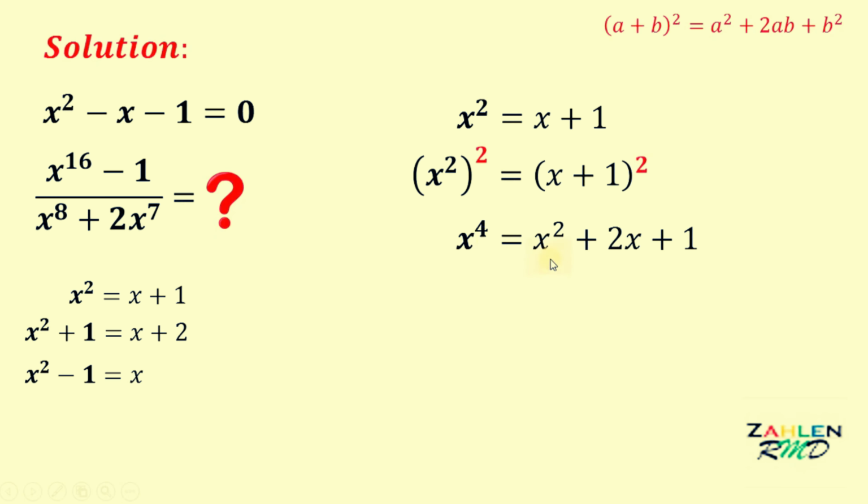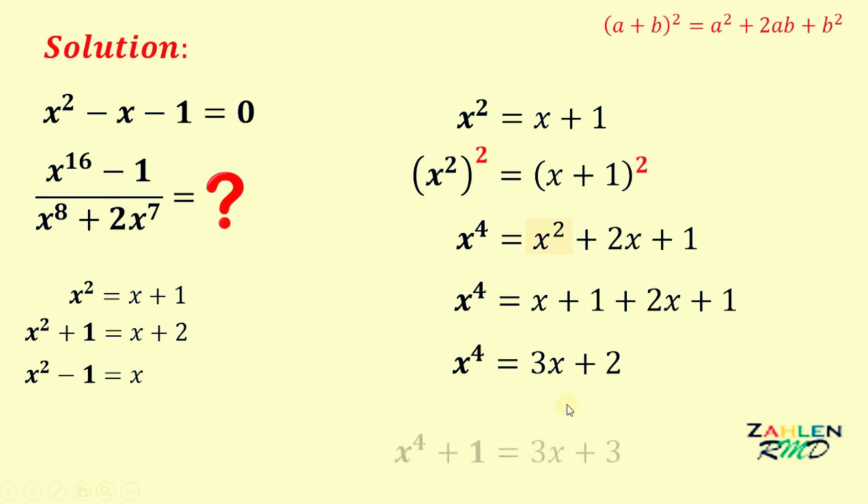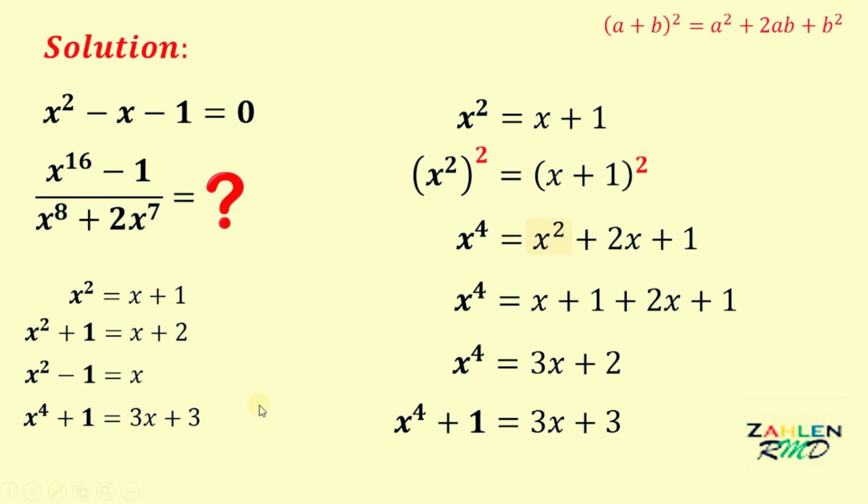Now, we have x squared, and take note that x squared is x plus 1. So we can substitute x plus 1 for this x squared. Therefore, we have x plus 1, and then bring down 2x plus 1. Combine like terms and we get that x raised to the 4th power equals 3x plus 2. Memorize this result because it will help us later on. Now, add 1 on both sides and we get that x to the 4th power plus 1 equals 3x plus 3.